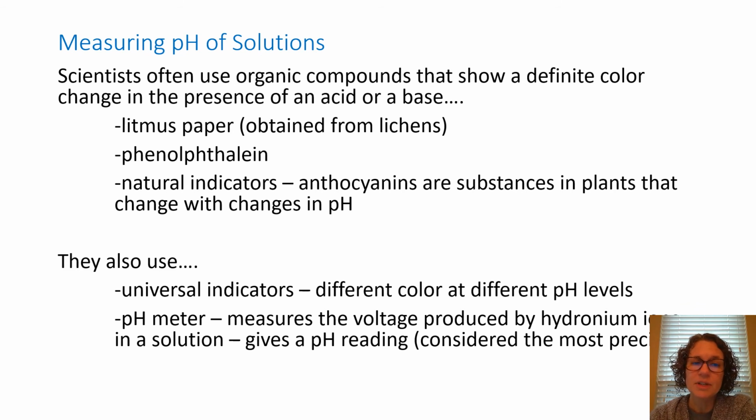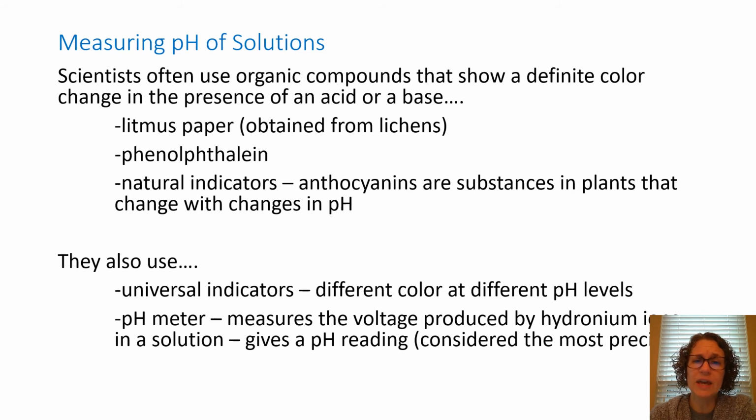We've talked about some of these before. You could use litmus paper, and litmus paper has a natural component that comes from lichens. Lichens are a little symbiotic organism made of algae and fungus that change color depending on if they are in the presence of an acid or a base. Acids cause litmus paper to turn red. Remember, red in quotes because it's more of a pink. And bases turn litmus paper blue.